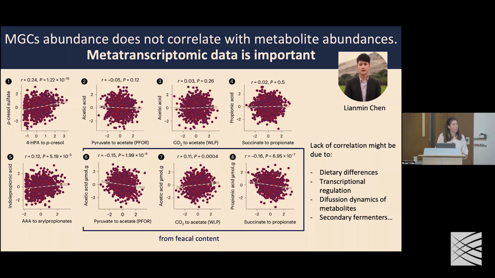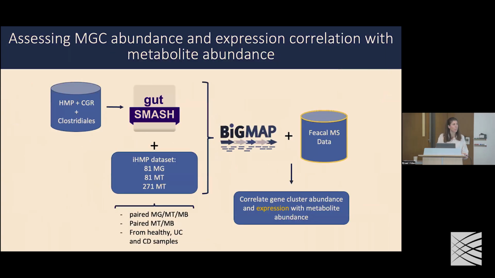And this lack of correlation might be due to different reasons, and one of them can be due to dietary differences, transcriptional regulation differences, diffusion dynamics of the metabolites, secondary fermenters that maybe use some of the end products of some of the pathways and are converted to other ones. And from this, we could also see the importance of using metatranscriptomic data. So that's why we decided to analyze another data set.